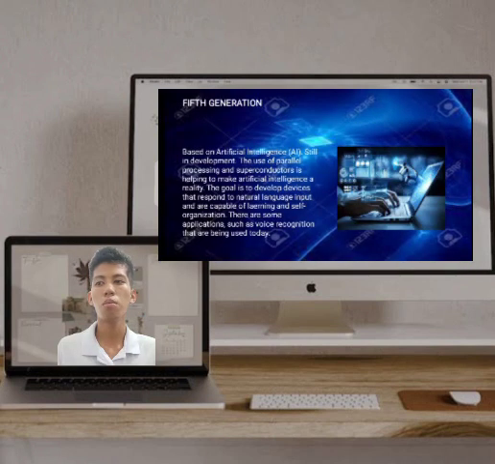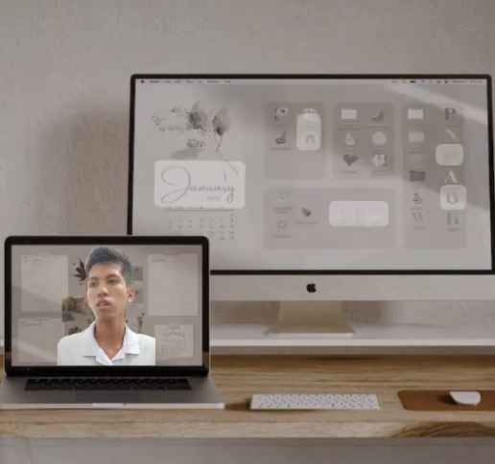Fifth generation, based on artificial intelligence, still in development. The use of parallel processing and superconductors is helping to make artificial intelligence a reality. The goal is to develop devices that respond to natural language input and are capable of learning and self-organization. There are some applications such as voice recognition that are being used today.